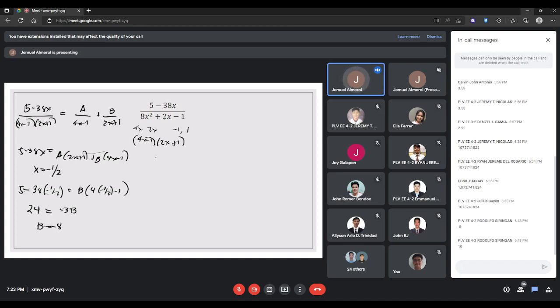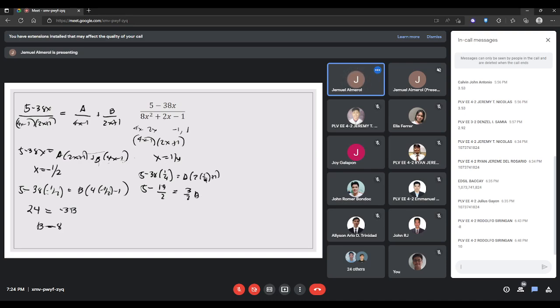And when x is equal to 1/4 naman, coming from this, equate to 0, transpose 1, divide everything by 4, so you got 1/4. So 5 minus 38 times 1/4, so this one becomes 0, equal to a times 2 times 1/4 plus 1. So 5 minus, is it 19 over 2? 19 over 2, no? Equal to 1 half plus 1. So 3 halves, a. Right? 1 half because this is 2 times 1/4.